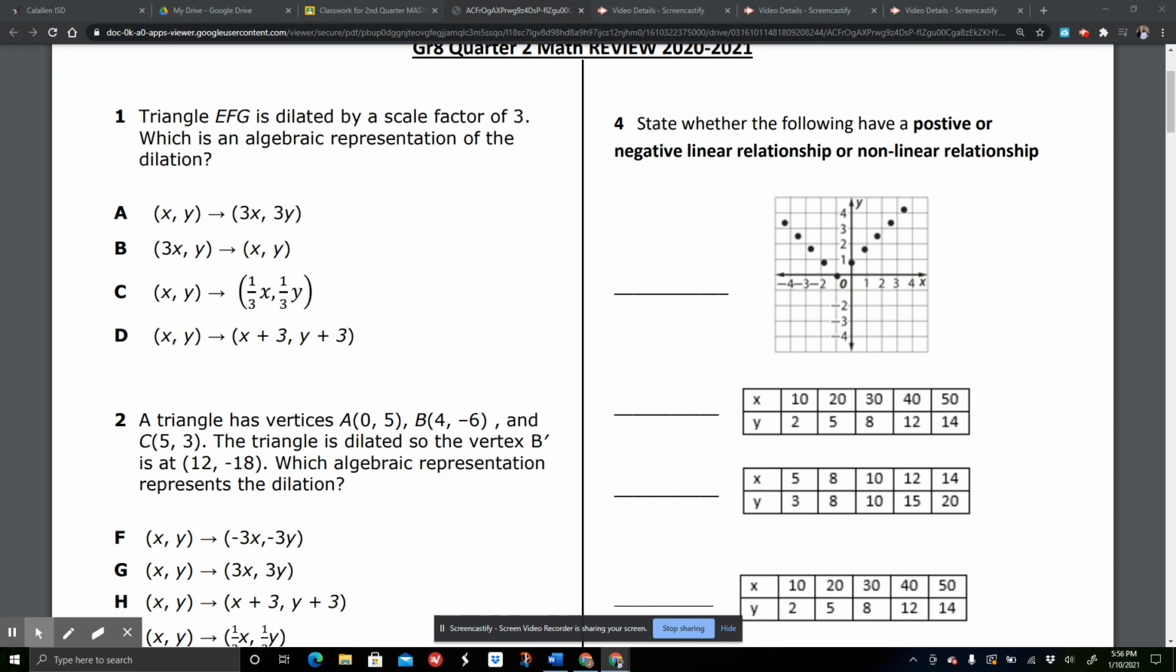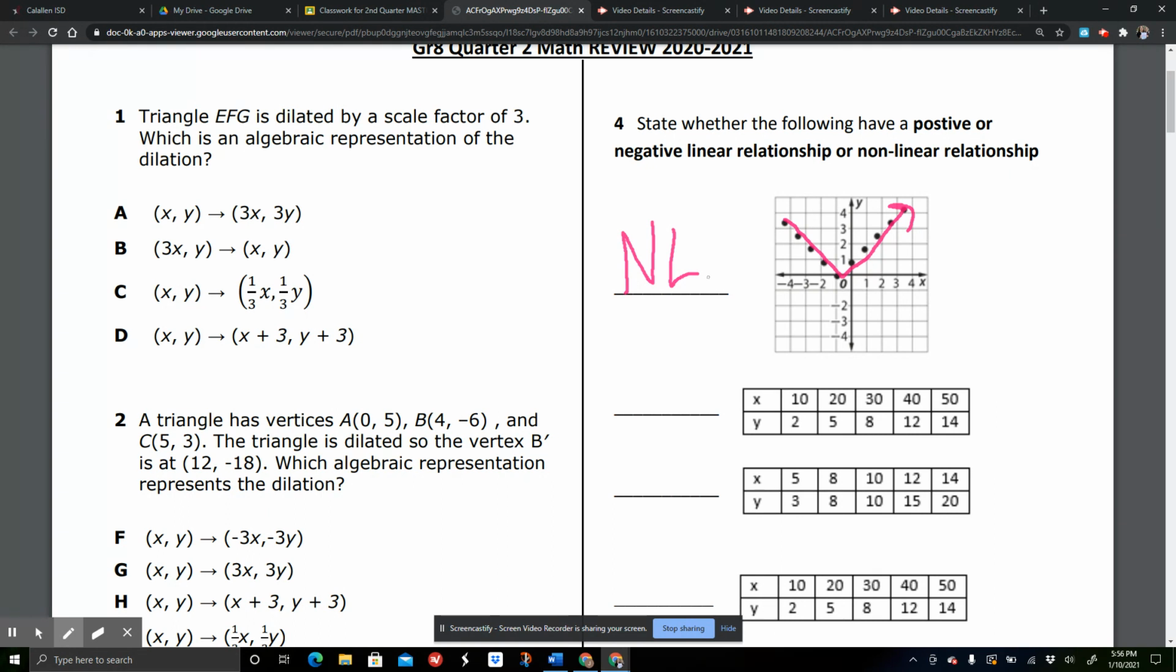Number 4, state whether the following have a positive or negative linear relationship or a nonlinear relationship. If you look at the first example, it's got a downward trend at first, but then it goes to an upward trend. When you have two different directions like that, that's really no trend at all. So that's a non-linear relationship.